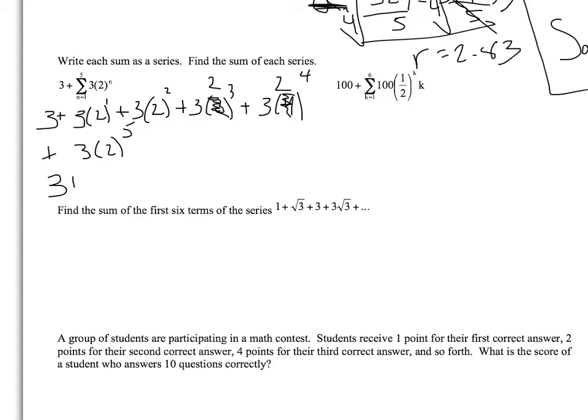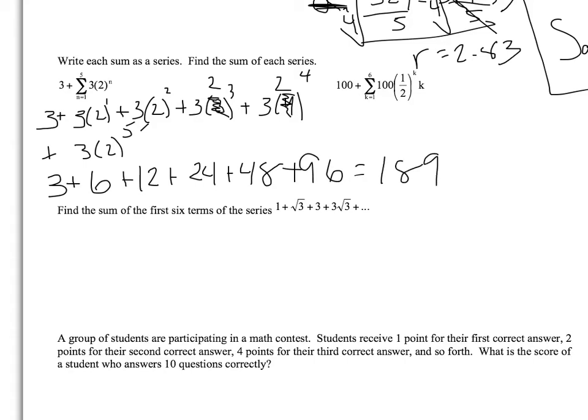So we'll have 3 plus 6 plus 3 times 4 is 12, plus, that's 2 cubed, 8 times 3 is 24, plus, that's a 2 to the 4th, so that's going to be 48. And then the last one is going to be 96. And when you add that all up, you get 189. I'm going to ask you guys to try this one right there.